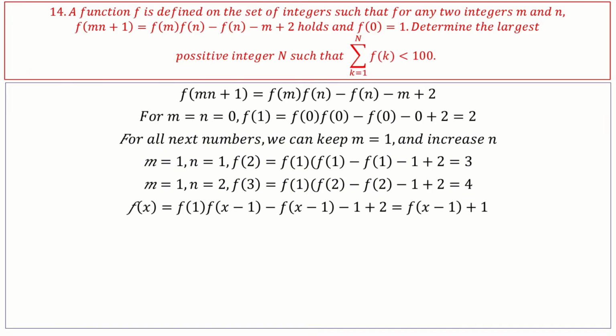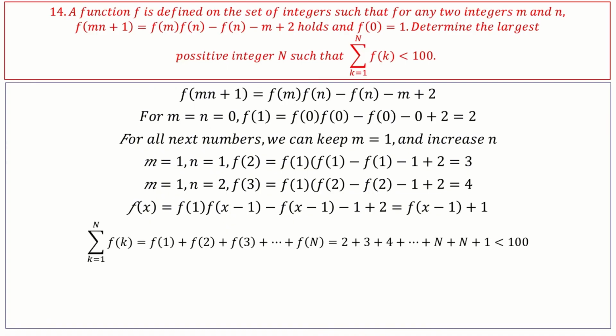f of x equal to, since m is always 1 and n is x minus 1, sorry, then f of x is defined as f of 1 into f of x minus 1 minus f of x minus 1 minus 1 plus 2, which is nothing but f of x minus 1 plus 2. This is a recursive function, just the previous function value plus 1. So this is so simple now.